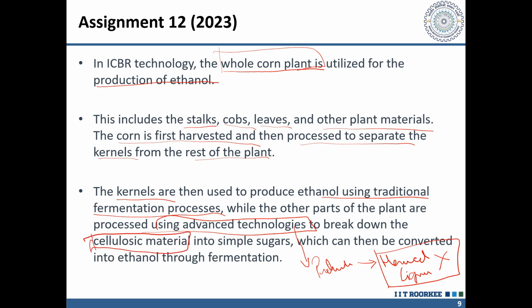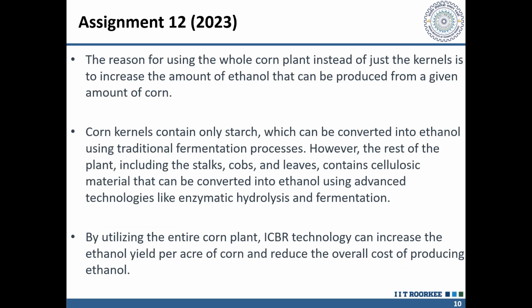After this, the cellulosic material is converted to simple sugars through a method known as saccharification, which are then converted into ethanol by the fermentation process. So theoretically, ICBR technology is to produce ethanol from the whole corn plant. The reason for using the whole corn plant is that if we used only the kernel, the amount of ethanol we would get would be less. So to increase the amount of ethanol, we can take the whole corn plant itself.